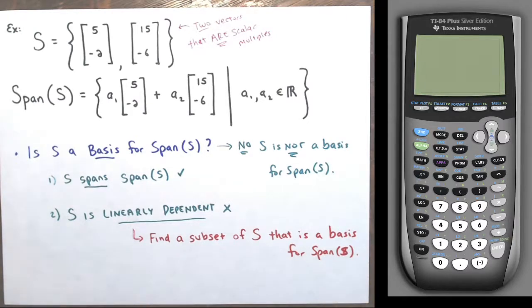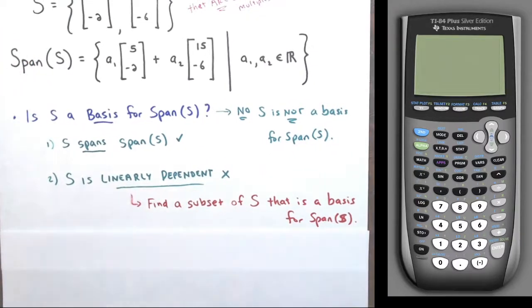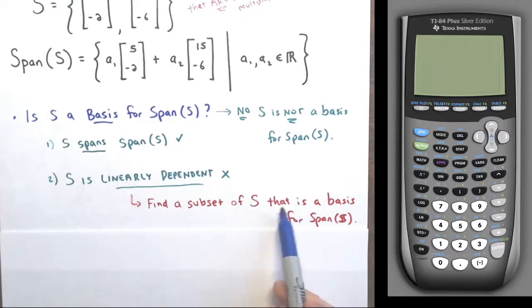All right, how do we do this? Again, a couple ways. I'll show you a longer way first, and you'll see that the shorter way just boils down to, again, taking the vectors of S and forming a matrix, the coefficient matrix of a system, putting that in reduced row echelon form, and going from there, looking for pivot columns. But how do I find a subset of S that is a basis for the span of S?